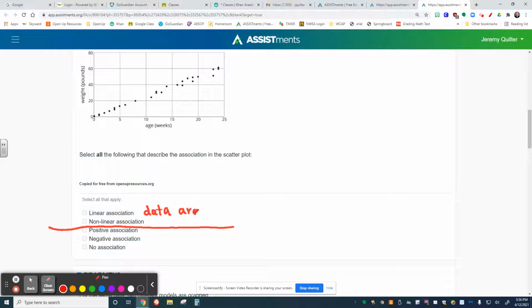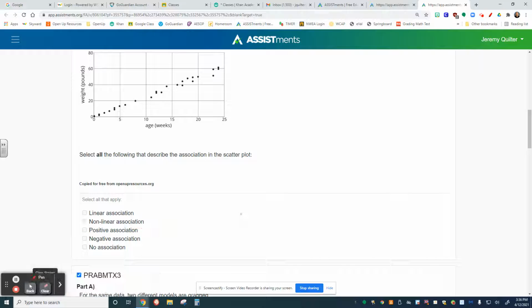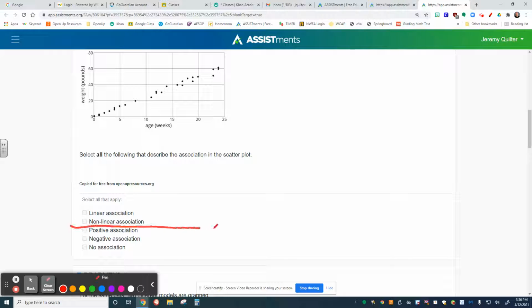are generally linear. That's for this one right here.